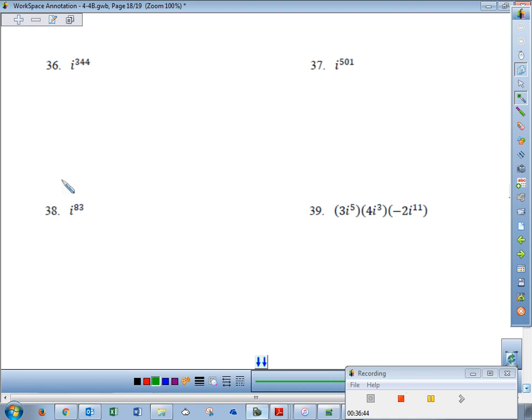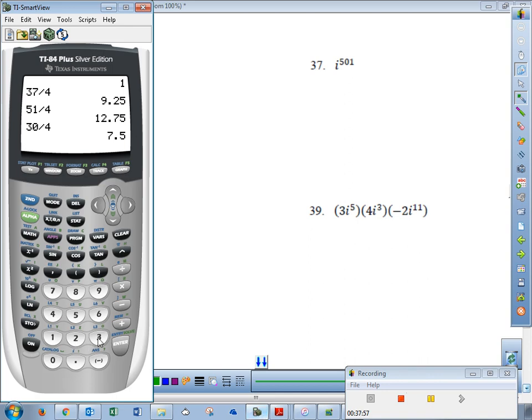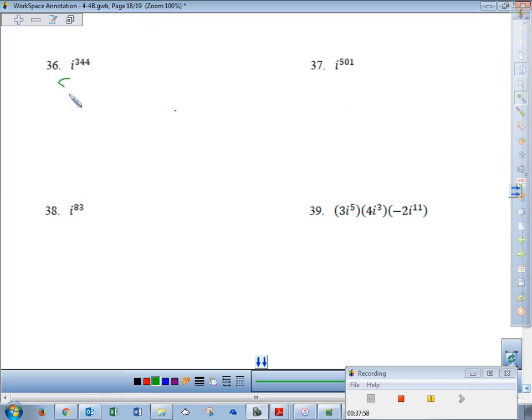344. I don't want to count out how many that is. I'm going to let my calculator figure it out. 344. What do you want to do to that? Divide by 4. It went in there 86 times, right? So I'd have i to the fourth 86 times in a row, which is how much? It's still 1. How much is left over? Nothing. So what's my final answer? This was 86, remainder 0, correct?